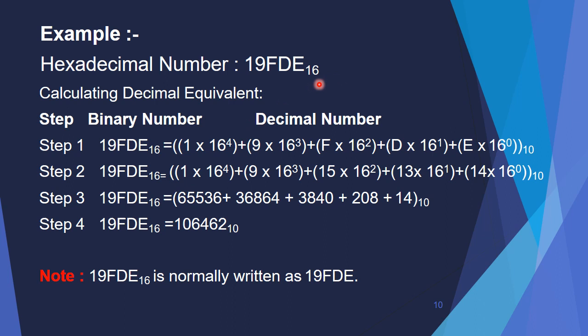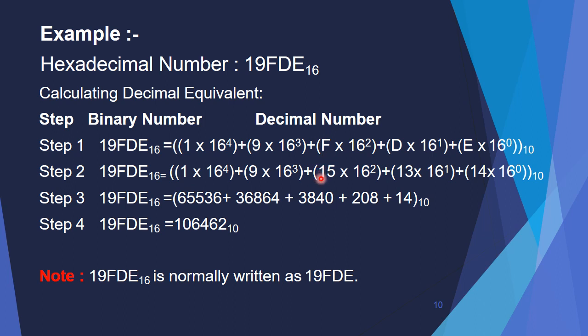Since the base is 16, we will multiply all the digits by 16. So 1 into 16, and then plus 9 into 16, and then F into 16, plus D into 16, plus E into 16, and then start keeping the power from the right side, 0, 1, 2, 3, 4. And now next what we need to do, 1 into 16 to the power of 4 as it is. And now instead of this F over here, we will keep what?